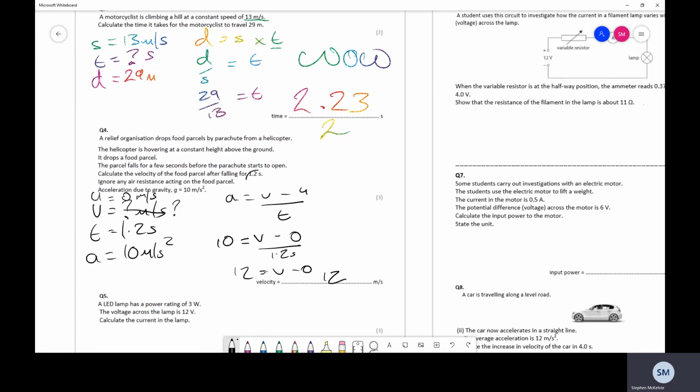Double checking that, it's got seconds, got meters per second squared. It was hovering at a constant height above the ground. It drops a food parcel, so it doesn't matter, because the start velocity was U. Here's your helicopter sitting up here. Do you know what? That's a fairly creditable helicopter. If the parcel is here before it is dropped, its velocity, U, will be 0 meters per second. Its acceleration will always be constant. And the time that's taken was given for us, so that question is correct.